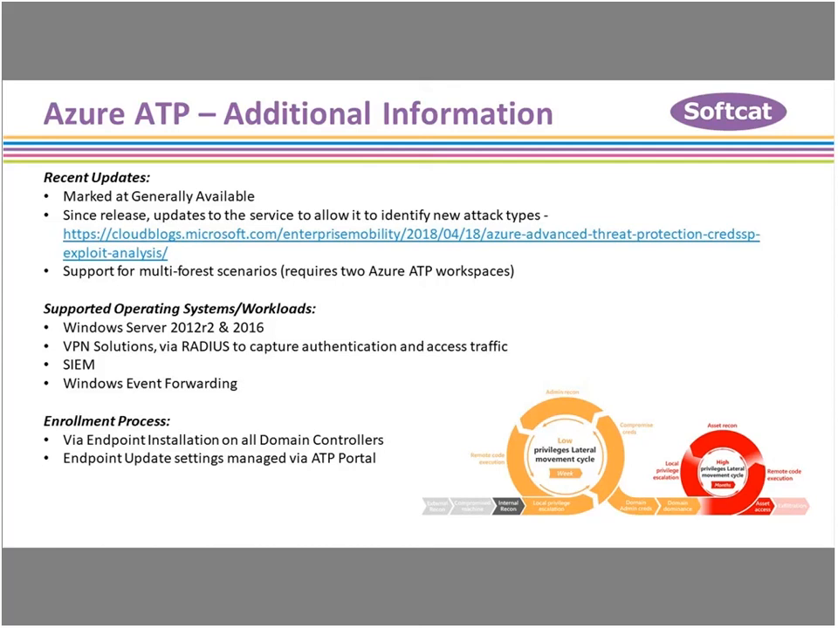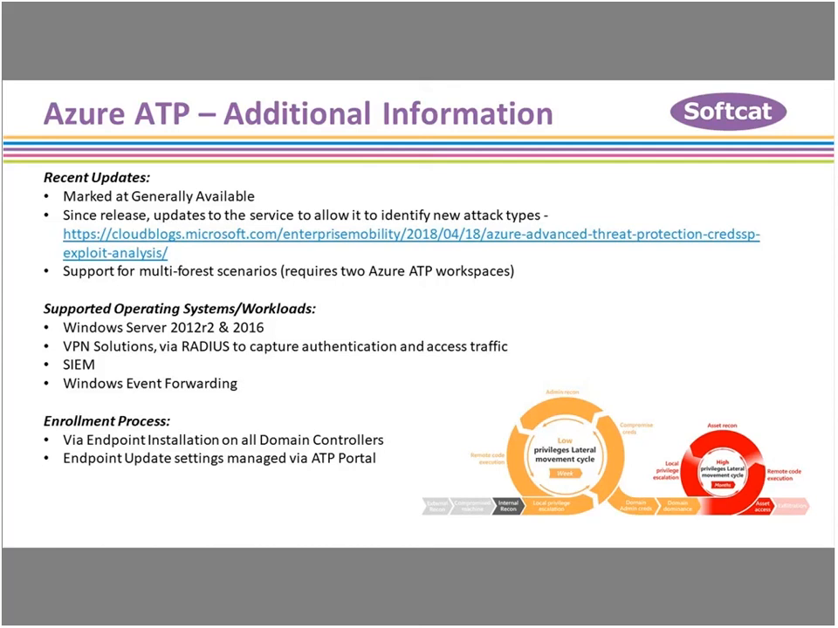So, moving through the recent updates, even since the release, which was less than a month ago, there are new attack types that Azure ATP is able to identify. I'd certainly encourage the security ops guys on this call to check out that blog. It talks about the type of attacks that it's able to identify and how it does that. And there's also support for multi-forest scenarios. For organizations with multiple Active Directory forests, it does require two ATP workspaces, but it is a scenario that is supported.